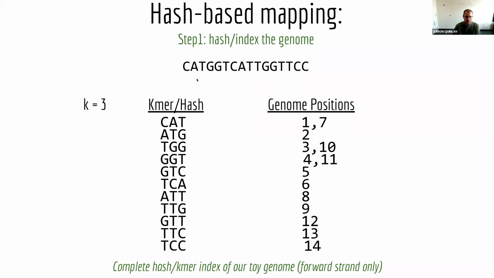Okay, so we go on and on. We march through the whole genome, and we end up with a list of all the k-mers that we observed, and then a list of the positions at which that k-mer was observed. This is our complete hash index, also called a k-mer index, of our toy genome. For simplicity, I just did this on the forward strand, the reference strand, but you could also imagine doing this on the reverse complement strand and tracking all those k-mers as well, because we can get DNA sequences that are on one strand versus the other, right?